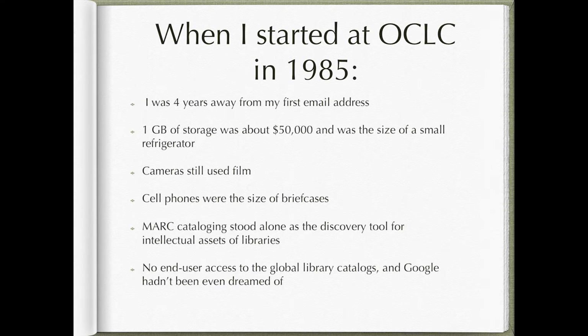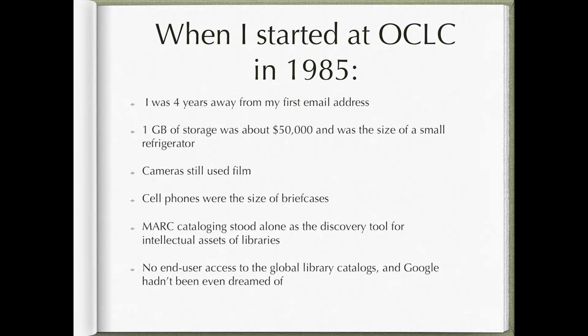So when I started at OCLC in 1985, I was 4 years away from my first email address, right? And the phones that we all have, I have one of the little ones, a 16 gigabyte phone. The memory in this phone, when I started at OCLC, would have cost $800,000 just for the memory, and 1 gigabyte of storage was about the size of a small refrigerator, like those dormitory refrigerators. And I remember when Tom came in and was all excited that we were getting this big storage thing, and that 1 gigabyte of storage served the entire Office of Research for quite a long time. Cameras still used film, for heaven's sakes, and cell phones were the size of the briefcases or the backpacks that we're carrying around.